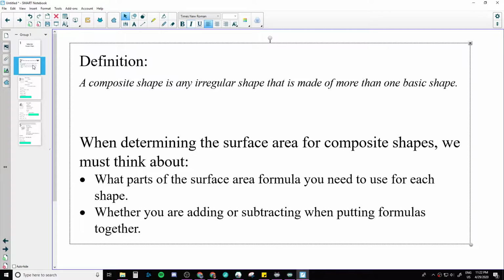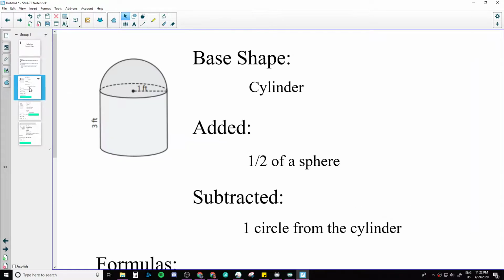So when we're determining the surface area for composite shapes, especially for three-dimensional ones, we have to think about what parts of the surface area formula we need to use for each shape that's involved, and whether we are adding or subtracting when putting the formulas together. So let's take a look at three examples from your notes package. The first one looks like this.